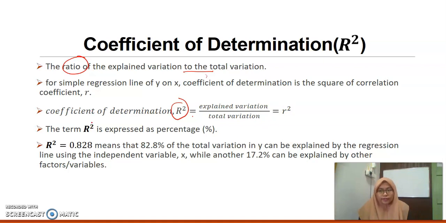The term R square is expressed as a percentage. For example, the R square value is 0.828, because R square is normally expressed in percentage. So 0.828 means 82.8% of the total variation in Y can be explained by the regression line using the independent variable X. Okay. So what happened for the other 17.2%? The 17.2% can be explained by other factors or other variables.